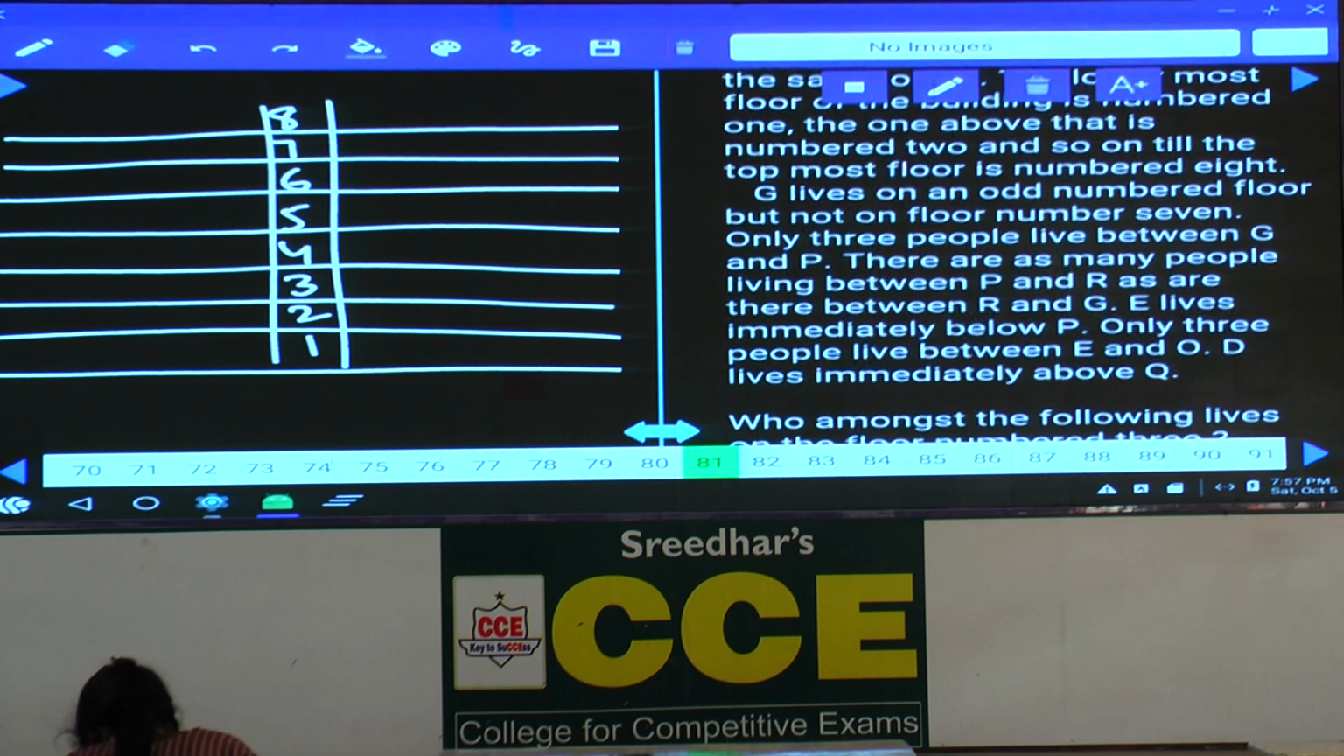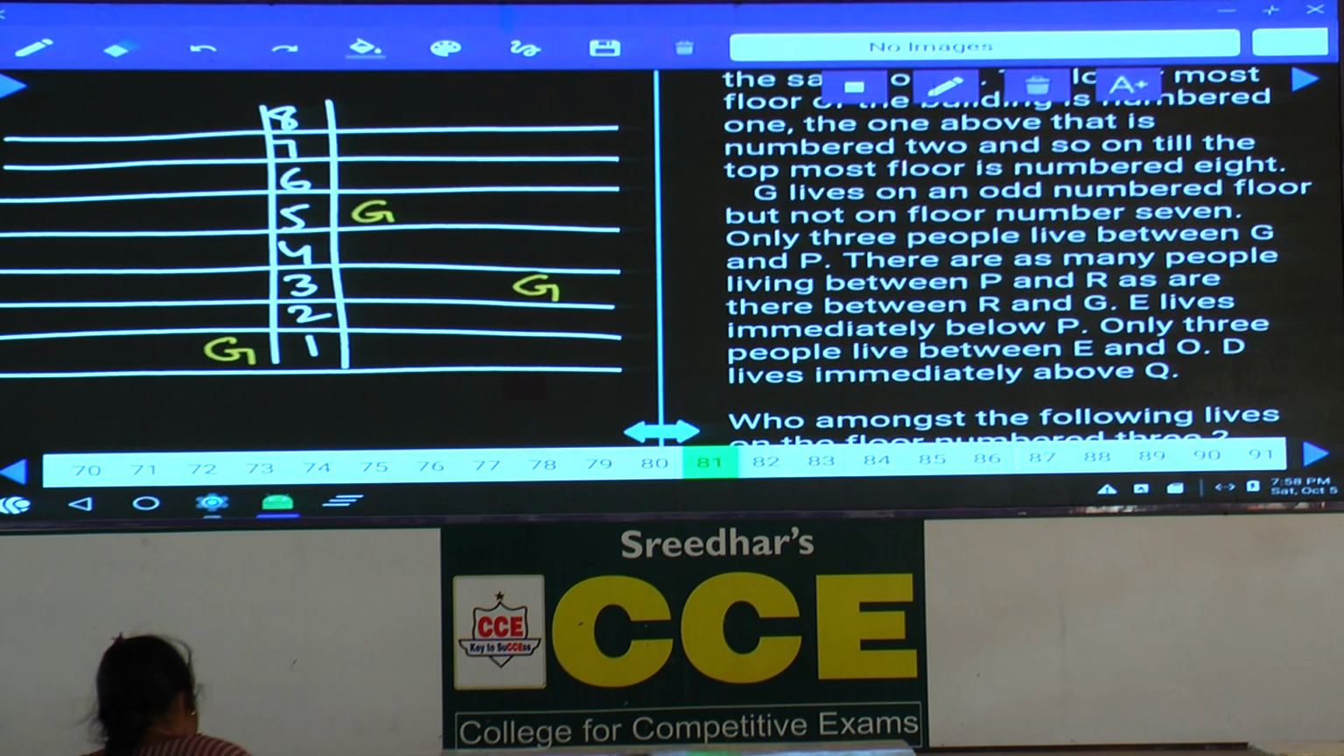Next one, G lives on an odd number floor but not on floor number 7. What are the different possibilities we can have for this G? G can be either on the 5th floor or on the 3rd floor or on the 1st floor. Hence, there are 3 possibilities here.